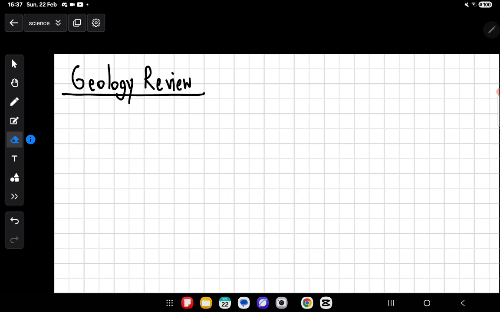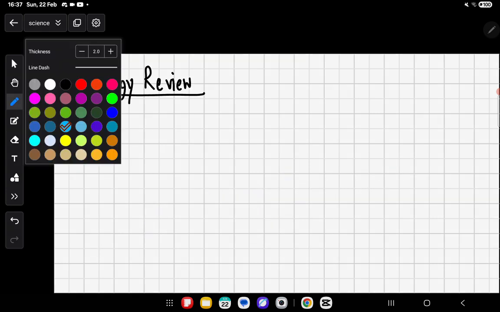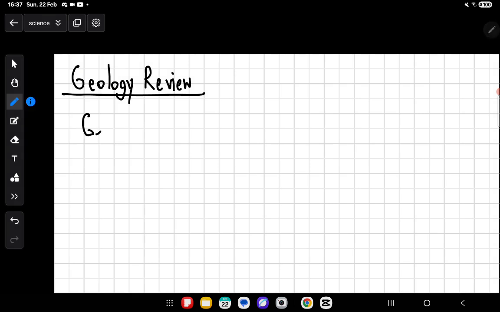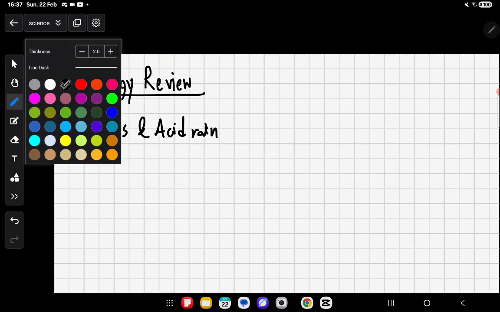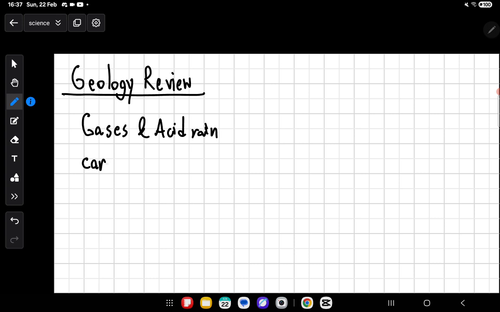Okay, now let's look at gases and acid rain. So gases and acid rain, we can have 3 kinds of acids in acid rain. The first one being carbonic acid. The second, sulfuric acid. And the third, nitric acid.